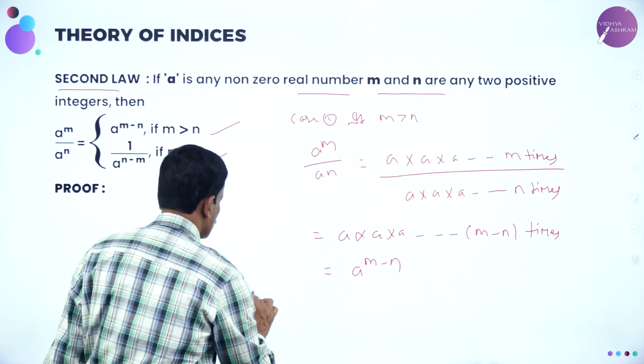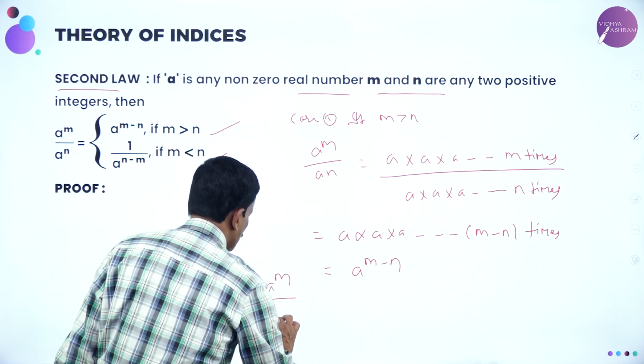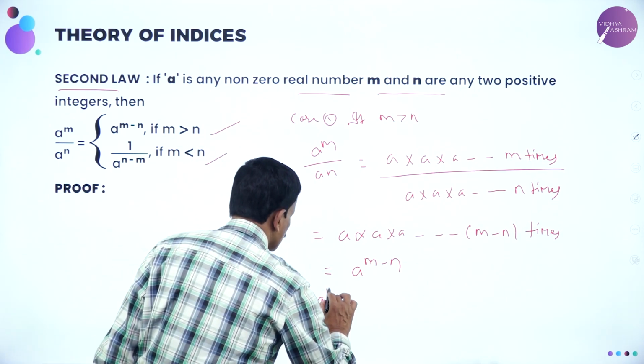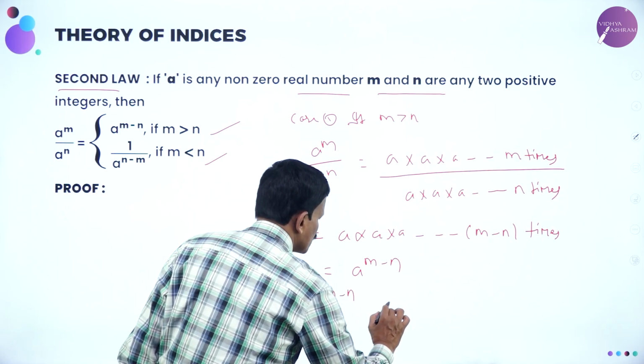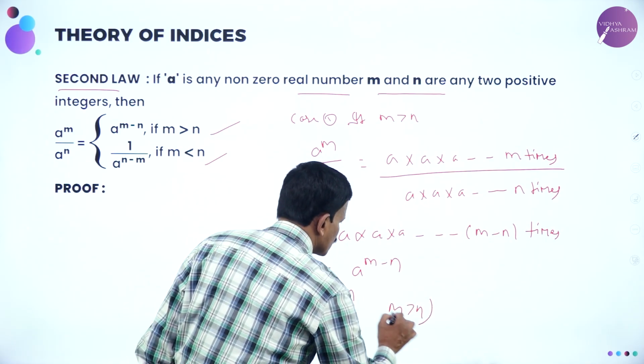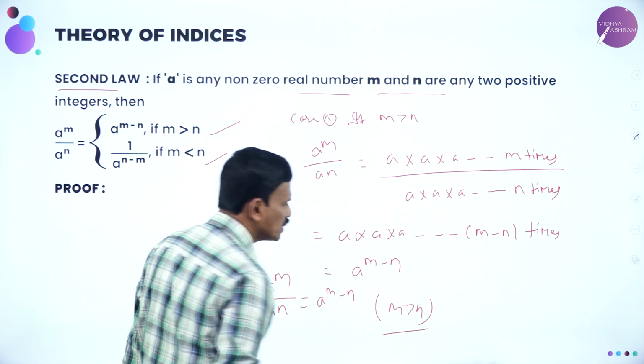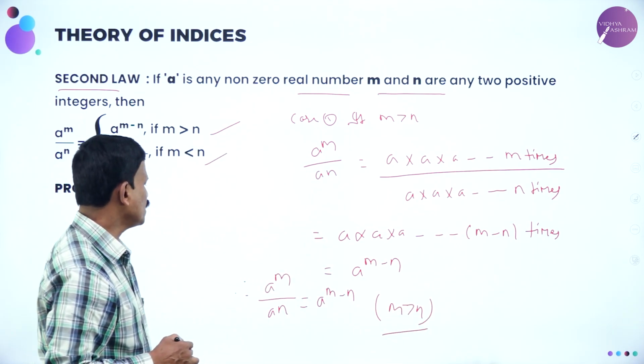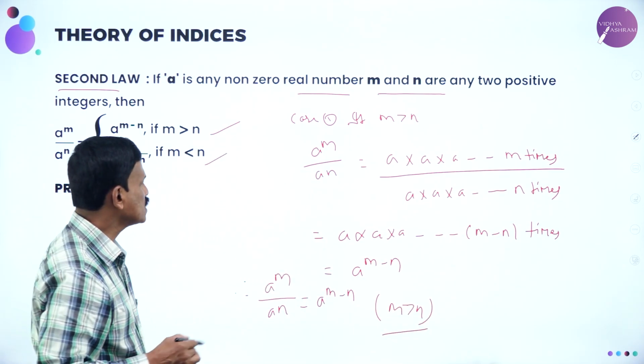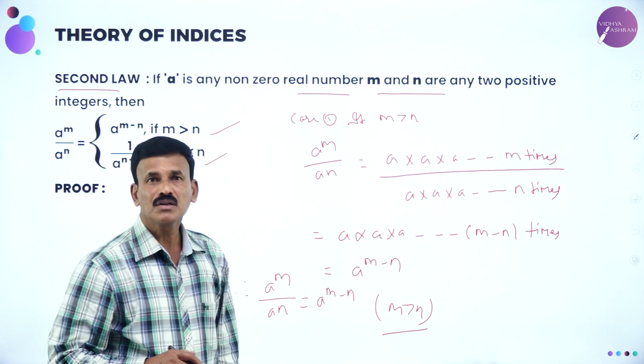So, what is the conclusion? Therefore, a to the power of m by a to the power of n is equal to a to the power of m minus n if m is greater than n. If m is greater than n, a to the power of m by a raised to n is a to the power of m minus n. That's it. Now, case number 2.